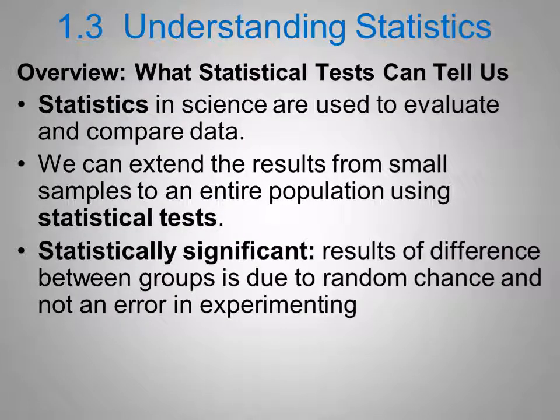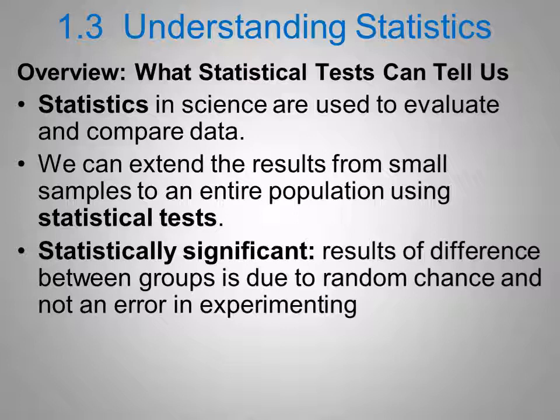So once we've designed experiments and obtained vast amounts of data, we then need to analyze the data to determine whether or not our observations, hypotheses, experimental design, and our conclusions are truly significant or not. The way that we determine their significance is based upon statistics. Statistics in science are used to evaluate and compare data. We can extend the results from small samples to an entire population using various statistical tests.